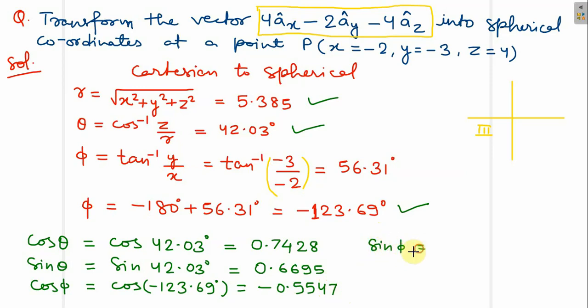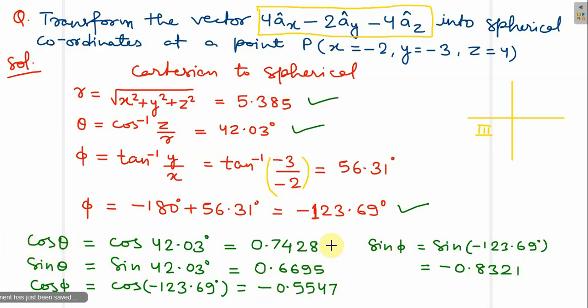And the last one is sin of phi. Sin phi will be sin of minus 123.69. So it is minus 0.8321. Okay, so we have calculated these values because they are required at the further stage of this numerical. Because we know that in the unit vector transformation we frequently require cos theta, cos phi, sin theta, sin phi, so we have kept them calculated.